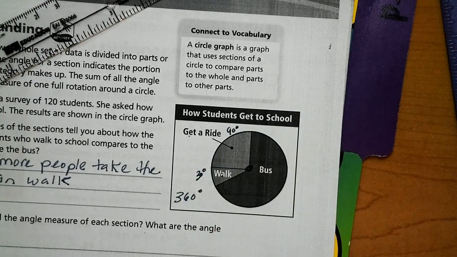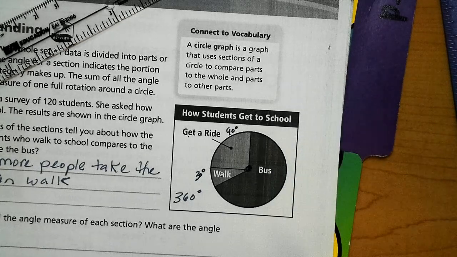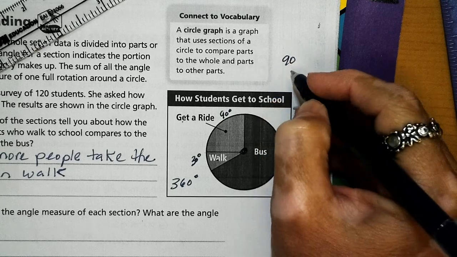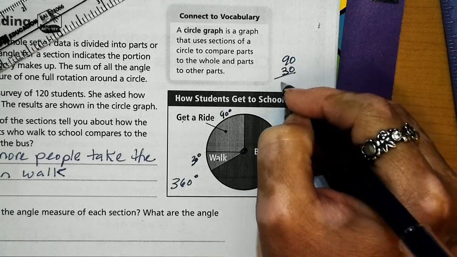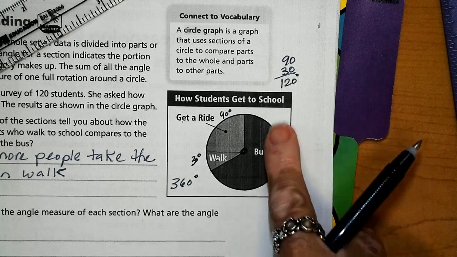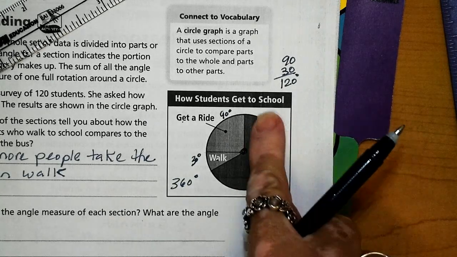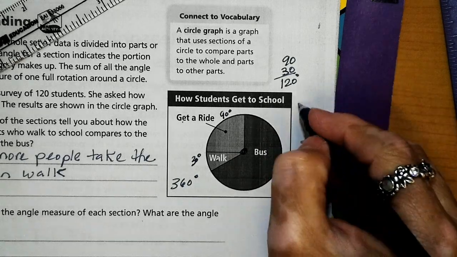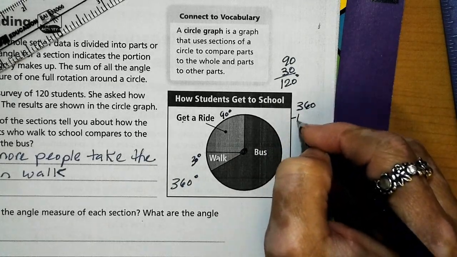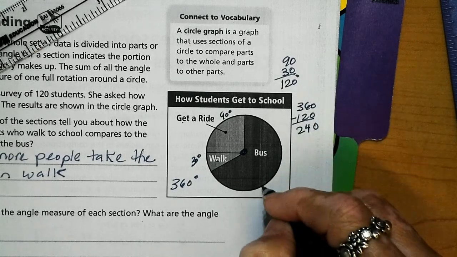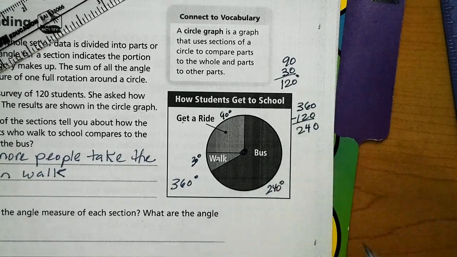So since we know that the whole circle is 360, right? We know that we have a 90 degree and we have a 30 degree. So that gives me 120 degrees. Without even measuring, I don't have to figure out bus, because I can do 360 minus 120, which would be 240. Yes, which is 240.